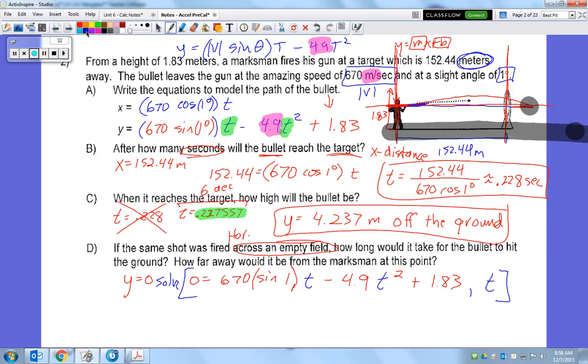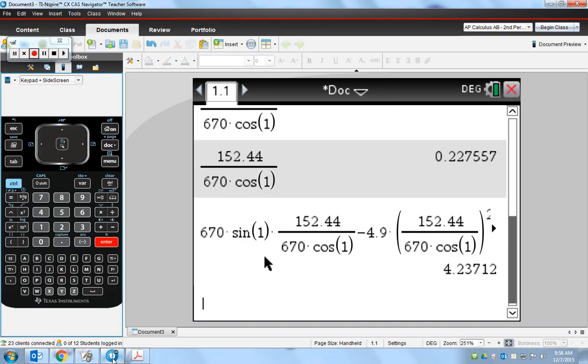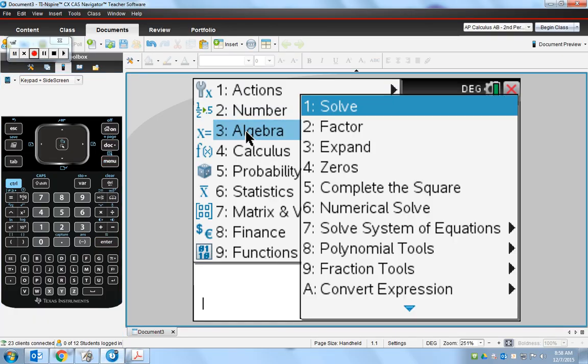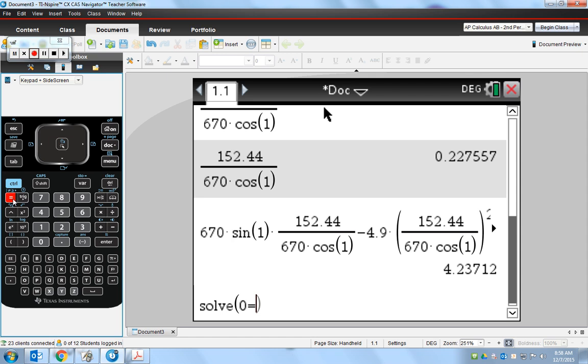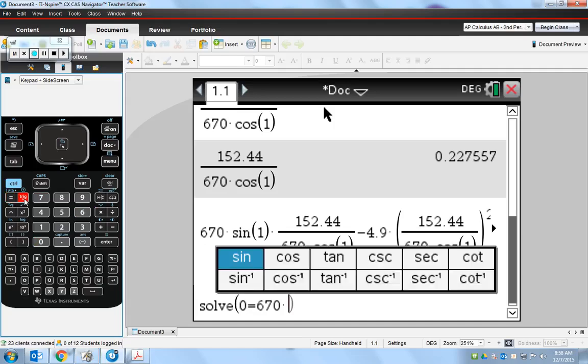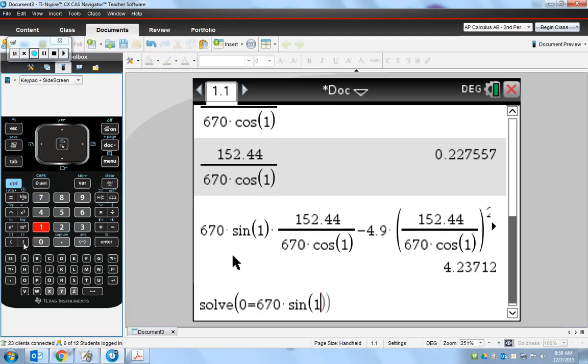So let's go ahead and go to the calculator right now. I will press menu, 3 for algebra, 1 for solve. And then I'm going to press solve when 0 is equal to, and then I'm going to put all that stuff that I wrote. 670 sine of 1. So 670 times the sine of 1 degree times our variable t.